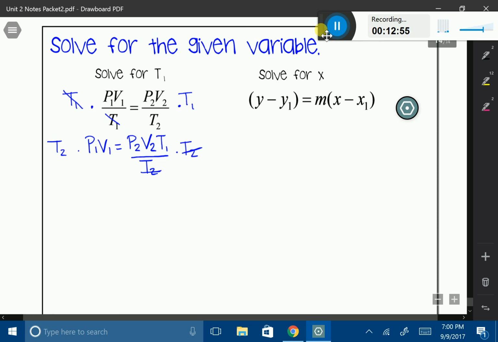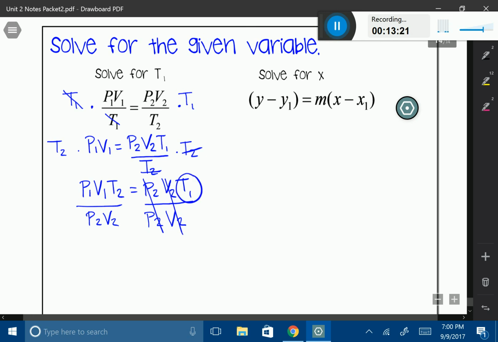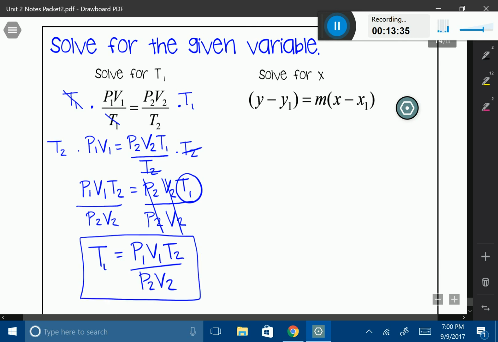And so on the left-hand side, I'm going to have P1V1T2 is equal to P2V2T1. And I want T1 by itself. So these are all being multiplied, so I'm going to simply divide both sides by that P2V2. And when I do that, watch, they cancel out, and I'm left with that T1. So my T1 is equal to P1V1T2 over P2V2. This is actually a common chemistry formula that you'll be working with in high school.